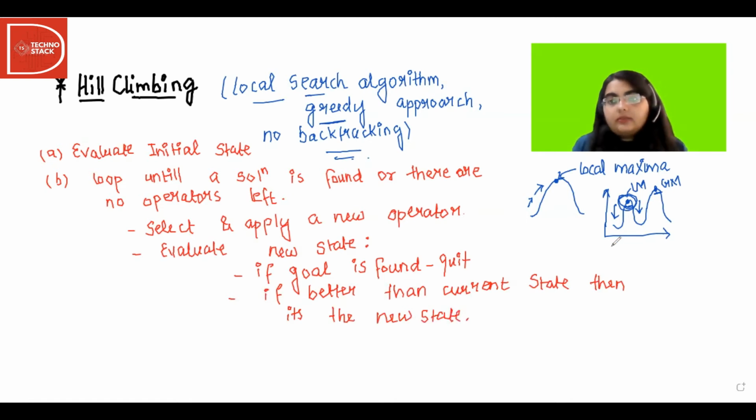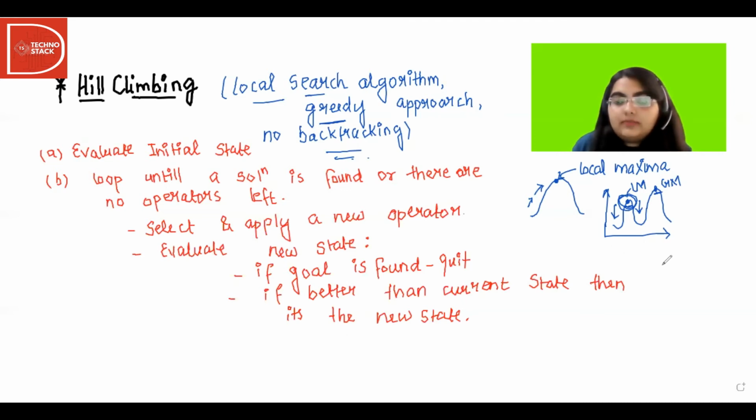So what we are trying to say is that you have to start iterating states, taking one step, one state at a time. You start with the initial state and then iterate while you have operators left. When you have no operators or you get the solution, you finish. If you find the goal state, you quit the algorithm. If you don't, then if the current state you are working with is better than the previous state, we say it's the new current state.